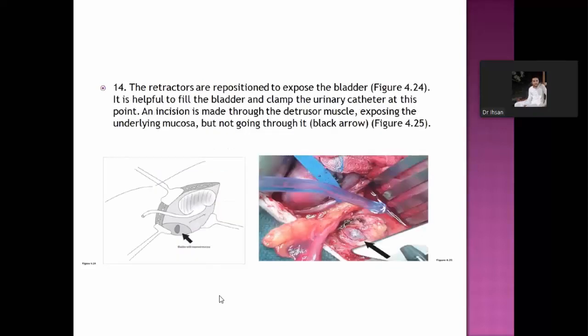The 14th step. The retractors are repositioned and exposed to the bladder. It is helpful to fill the bladder and clamp the urinary catheter at this point. An incision is made through the detrusor muscle, exposing the underlying mucosa, but not going through it.